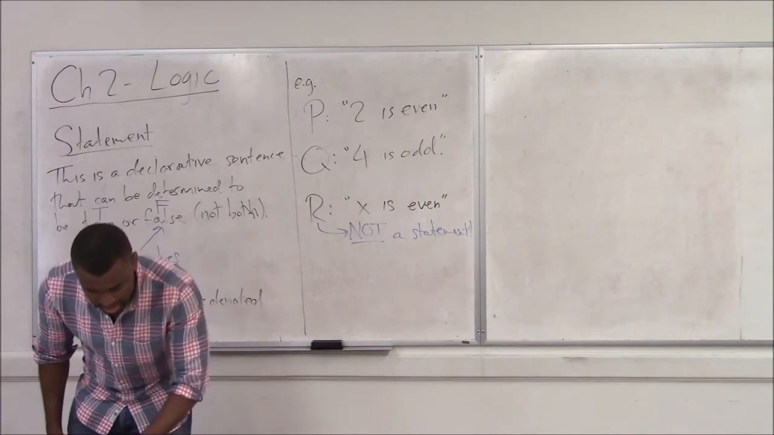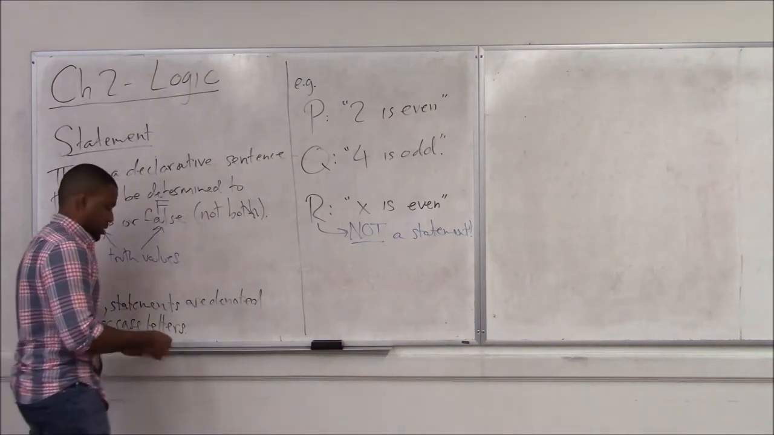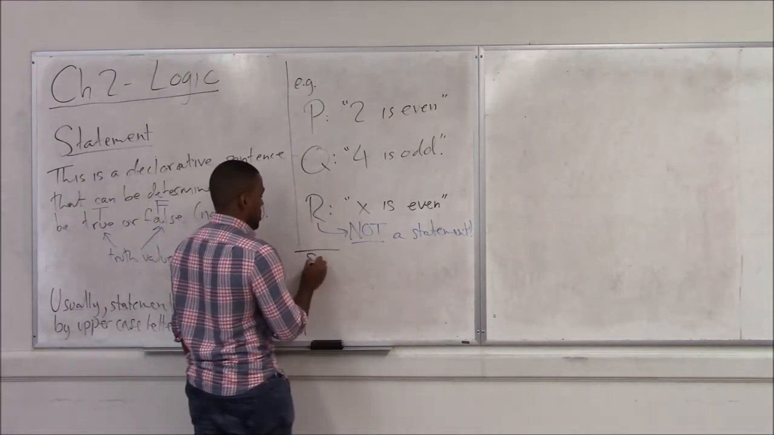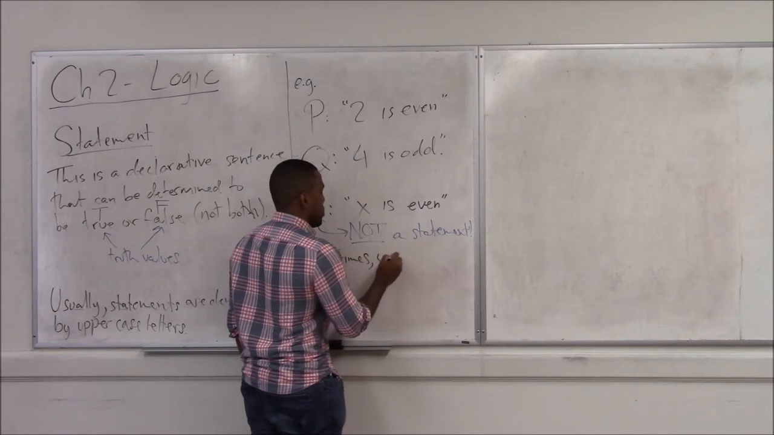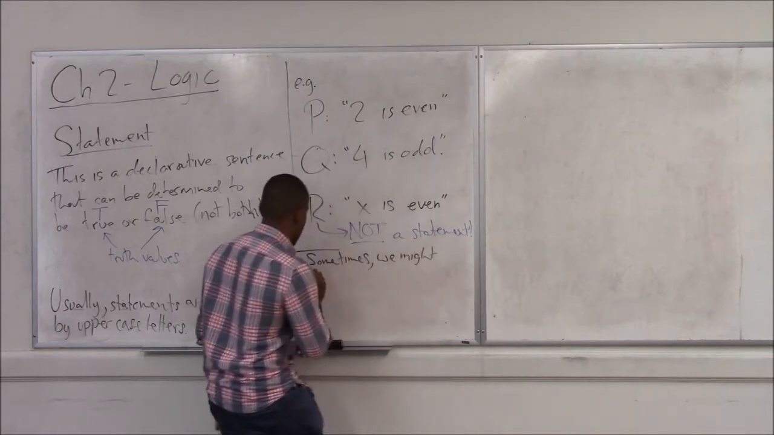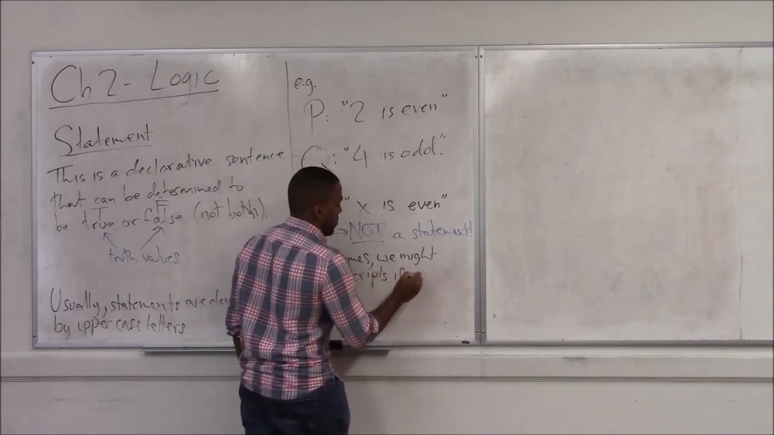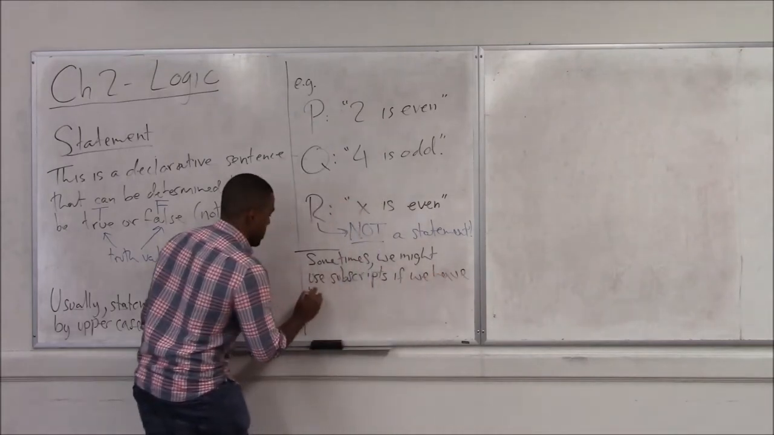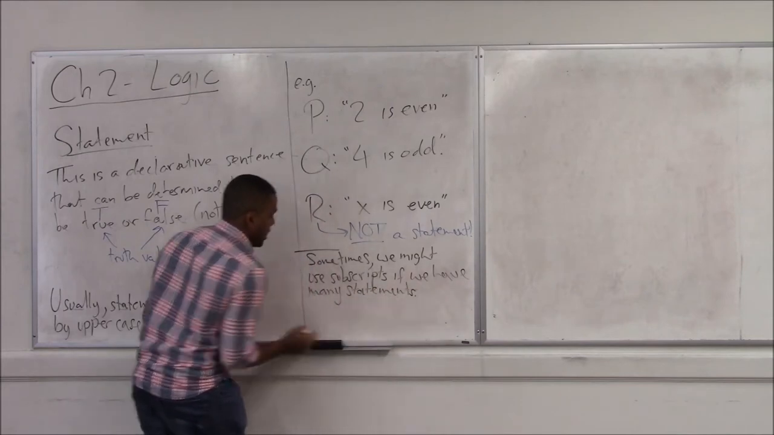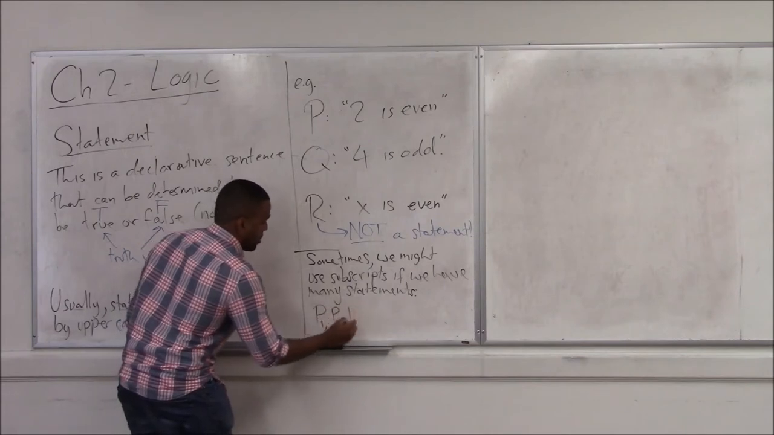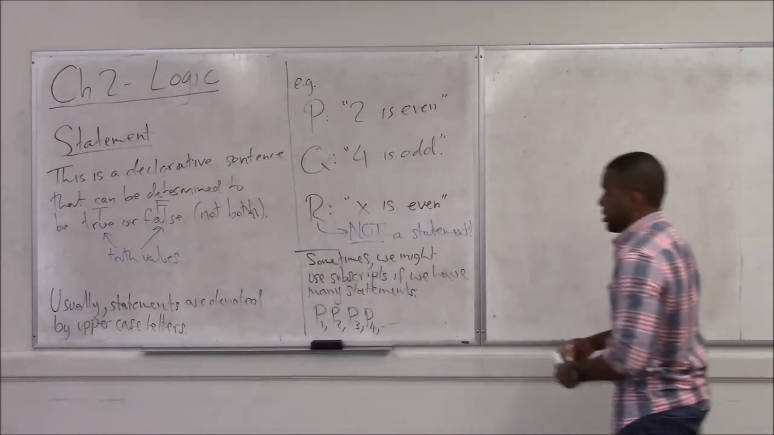And when you're doing a proof, you're basically proving whether a statement is true or false. Sometimes we might use numbered statements, especially when it comes to induction, you'll see what I'm talking about. So you might say we have statement one, statement two, statement three, statement four, and so on and so forth.